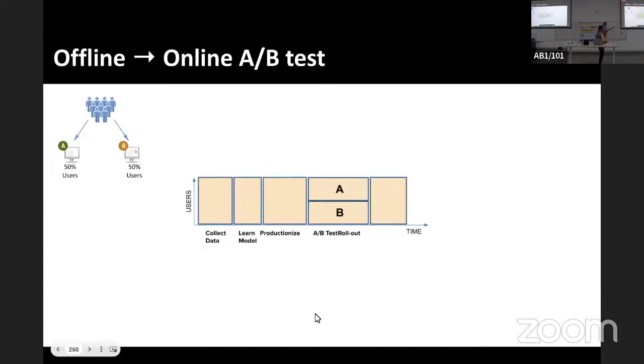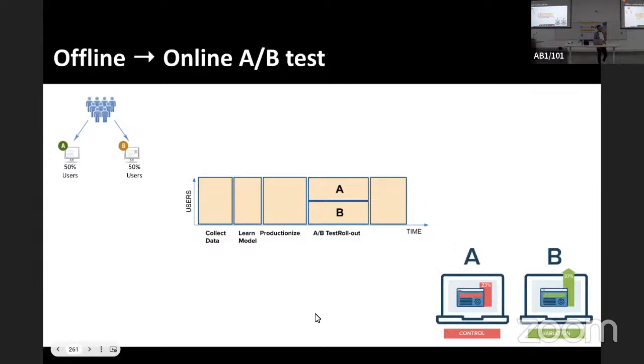Basically the entire stack remains the same. User group A gets to see model 1, user group B gets to see model 2, and then I look at the difference between the two. If that difference is positive, that means B is much better than A. The metric for user group B is better than the metric for user group A. That means model 2 is better than model 1. So that's the typical A/B testing setup we have.